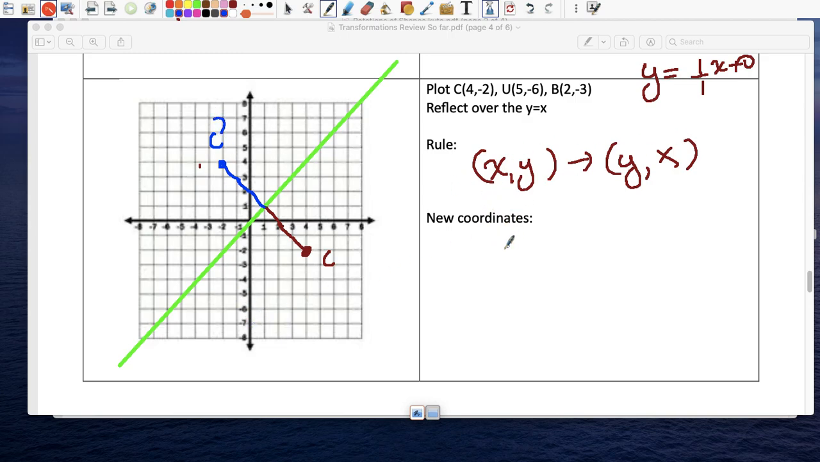Well, let's see if this rule works, because the rule said, hey, here's C, which was 4, -2, and they're telling me that all I had to do was switch them.